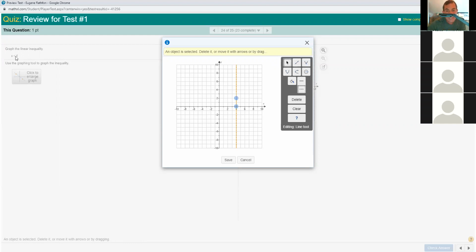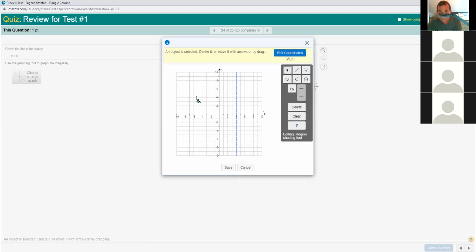And then we want to shade less than. So less than for x's is to the left, greater than is to the right. So since it's less than, we're going to grab that paint can and click it over here, so that anything shaded, those x values would be less than 4. All these x's have values of 3s, 2s, 1s, and so on. So remember, if it's an x, make a vertical line. If it's a y, it would be a horizontal line, okay?